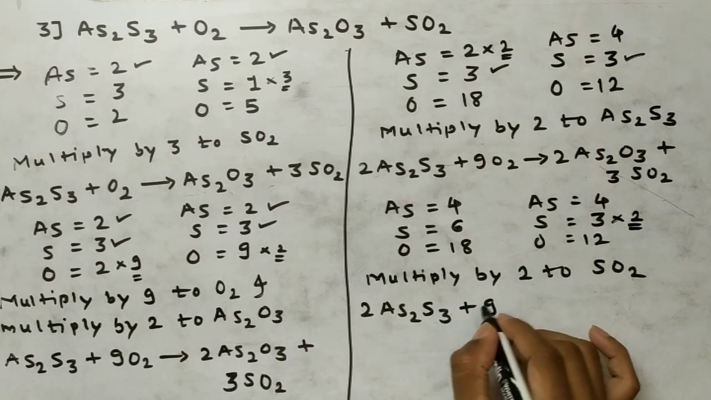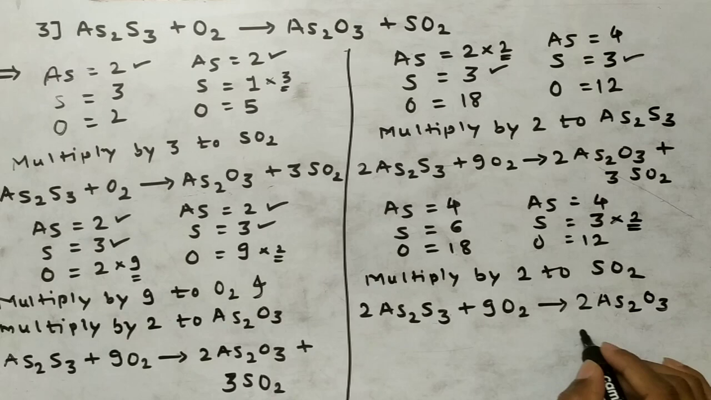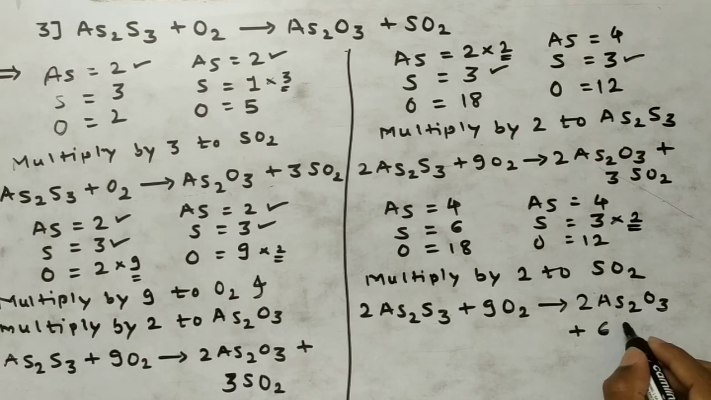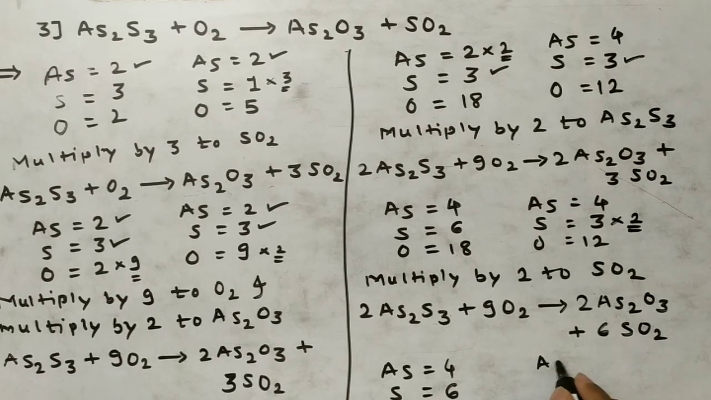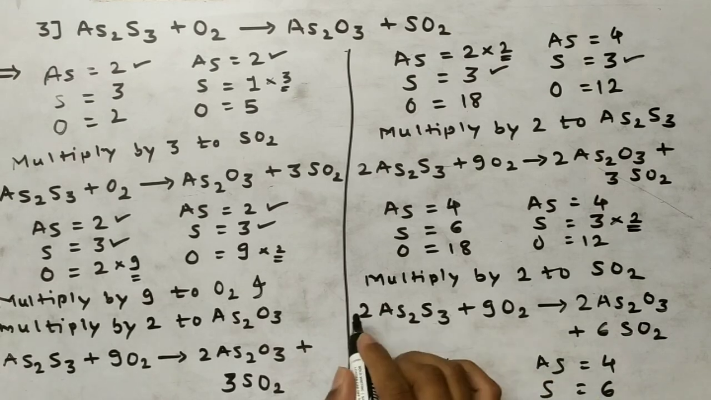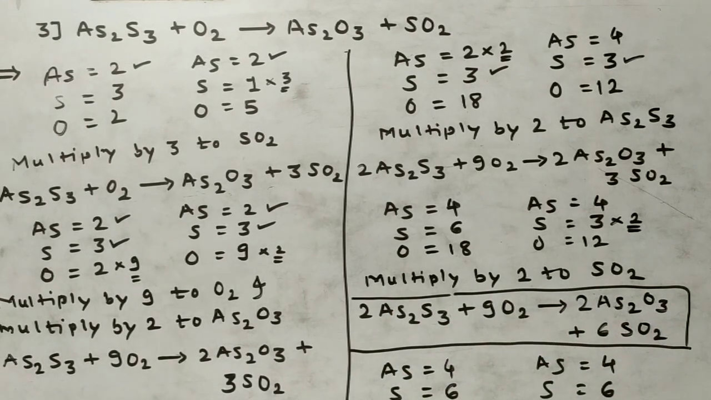So what we'll get? 2As2S3 plus 9O2 will give 2As2O3 plus, multiplying SO2 by 2, 6SO2. So let's check the number of atoms. As is 4, sulfur 6, oxygen 18. On the product side again As 4, sulfur 6, and oxygen 6 plus 12, 18. So the balanced chemical equation will be this.